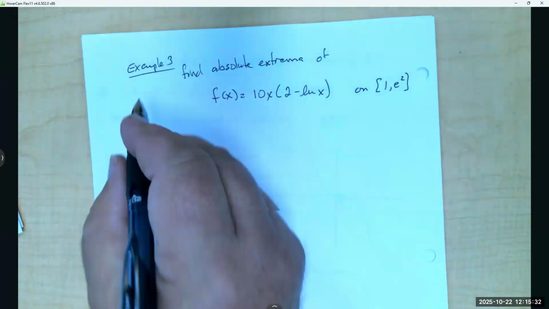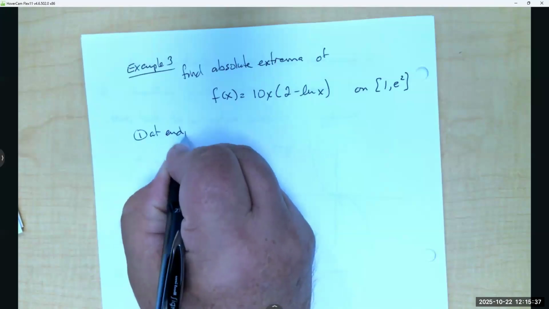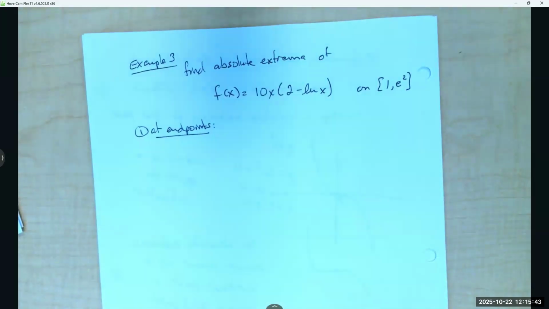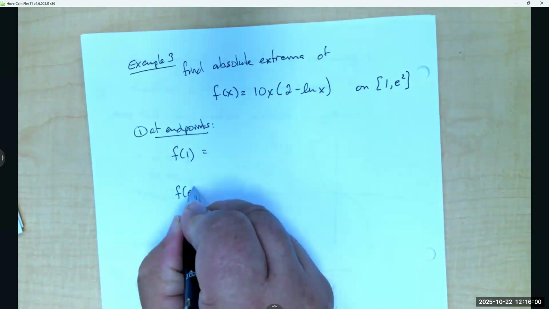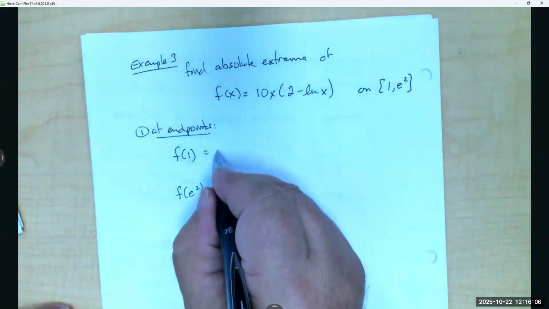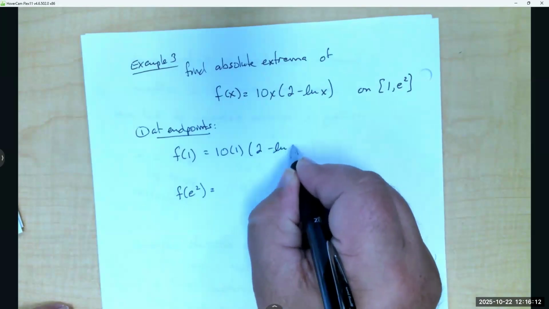All right, so the first thing we do, at the endpoints. Do we take the first derivative of it? No. Endpoints, just plug them in as it is. So we have f of 1 and f of e squared. So we have 10 times 1, 2 minus ln of 1.